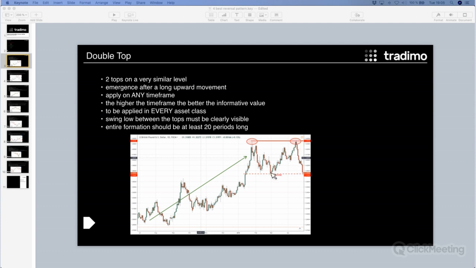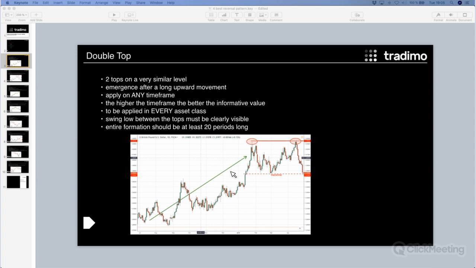What we have here, the swing low between the tops, is the neckline. And the neckline becomes very important when we want to make a trade. This formation here is on a daily chart, but you can use this formation on every time frame you want. On an hourly chart, on a weekly chart, even on a monthly chart, and of course on a 5-minute chart as well. There is no restriction on the use of the time frame.